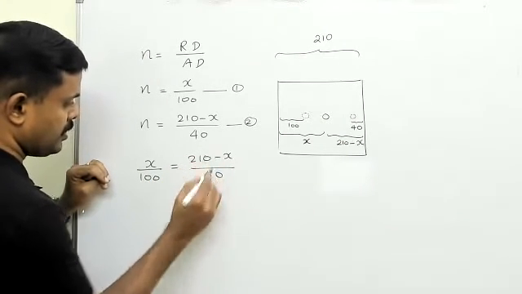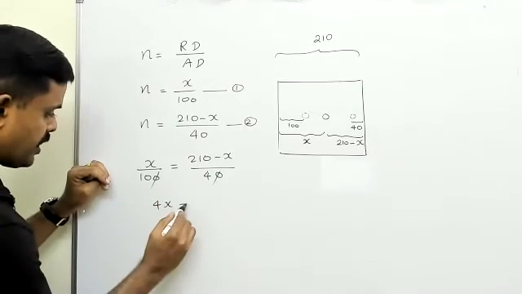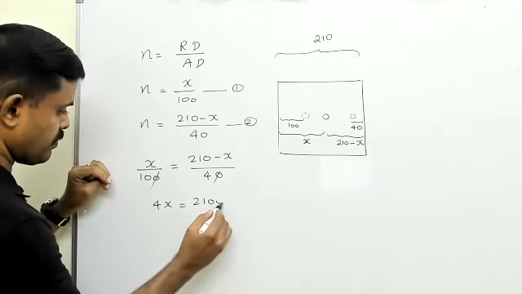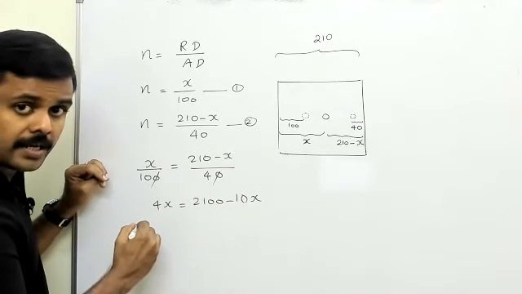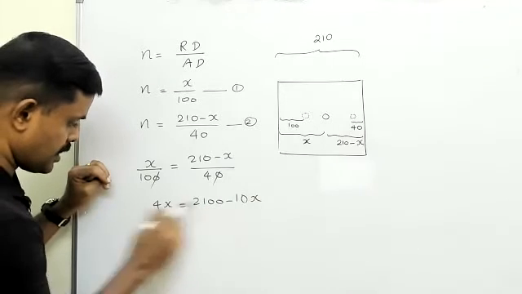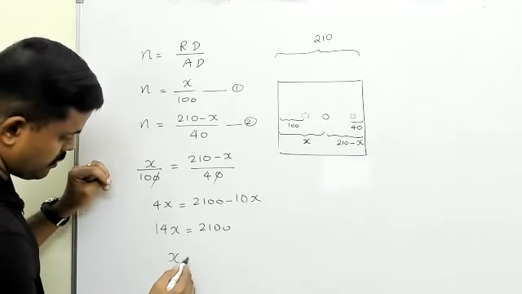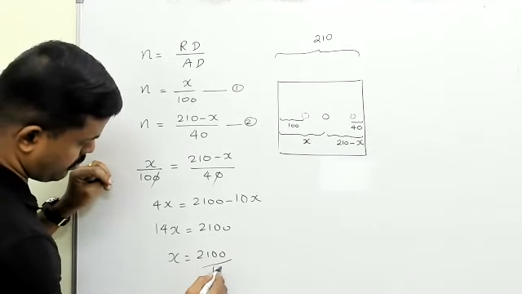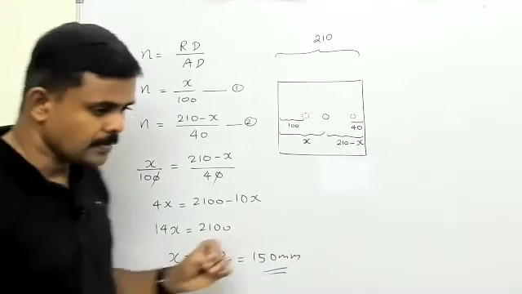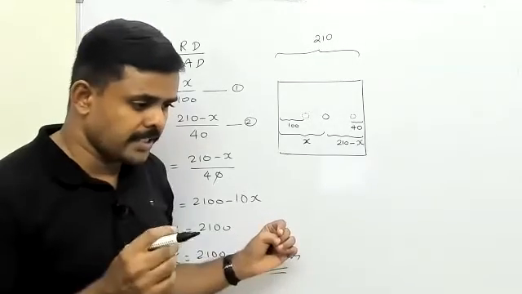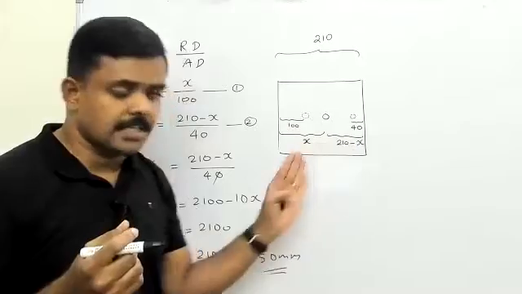Let us simplify. The zeros cancel. Then cross multiply: 4x is equal to 2100 minus 10x. The 10x goes to the left side and becomes plus 10x. So 10x plus 4x gives 14x equal to 2100. x will be 2100 divided by 14, that is 150 millimeters.